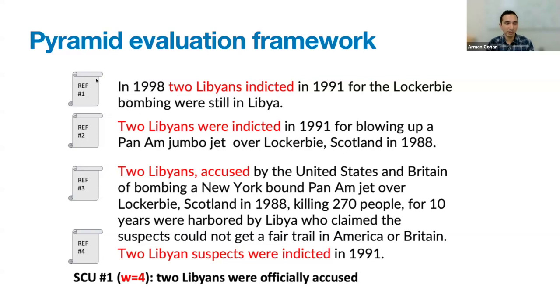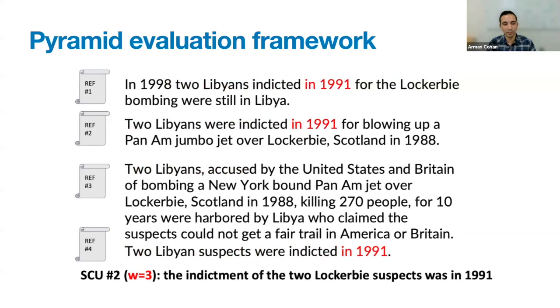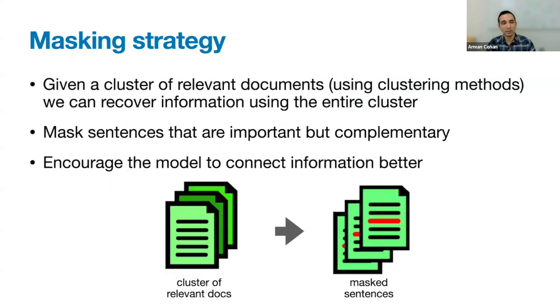And this is mentioned in all 4 gold summaries. It means that this piece of information is very important. So it gets a weight of 4 because it's mentioned in 4 of the summaries. Then you have the other summary content unit, like 1991, that is mentioned in 3 documents. So it has a little bit less weight and so on.